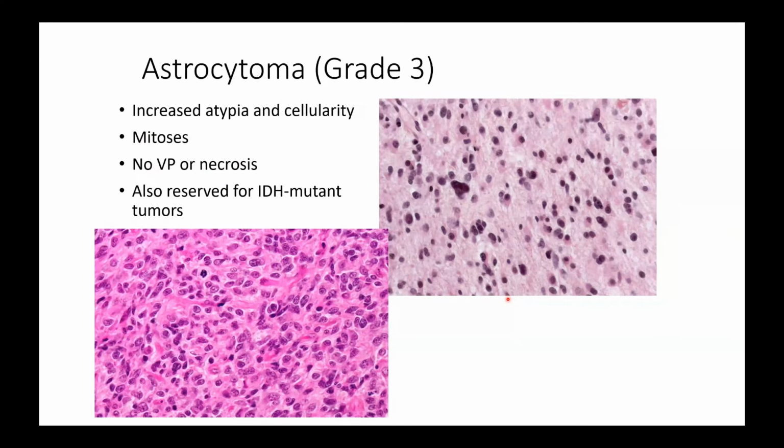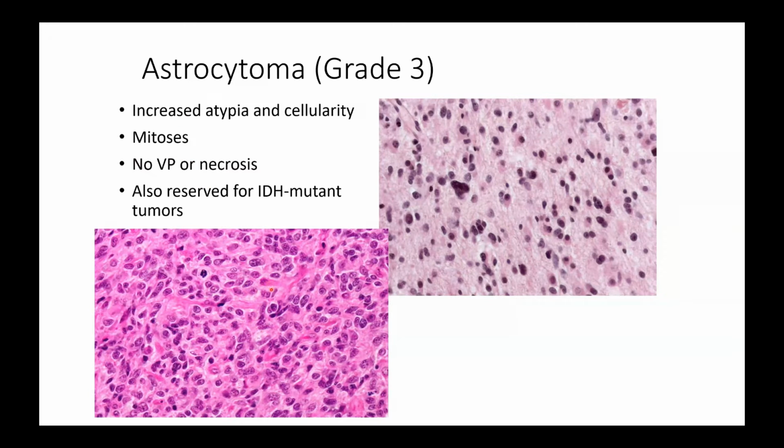Higher grade astrocytomas will show mitotic activity with the absence of vascular proliferation or necrosis. So a strict grade 3 criteria will only allow for increased mitotic activity, usually something on the order of greater than 1 or 2 mitotic figures per 10 high power fields will qualify for grade 3. And as I mentioned, no vascular proliferation or necrosis.